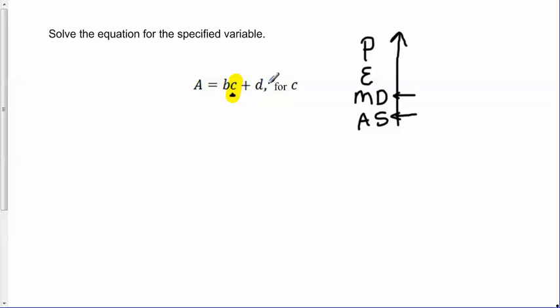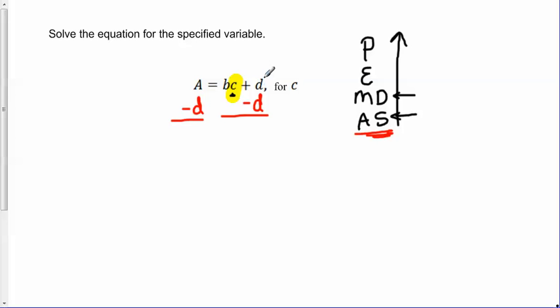So when we look at this, here's something that's connected by adding or subtracting. That's the weakest connection in my order of operations, so that's what I'm going to peel away first. Where we see plus D, we want to move the D to the other side of the equation. So we're going to subtract D from both sides. We need to do that subtraction first because we're starting down here at the weakest operation in my order of operations.